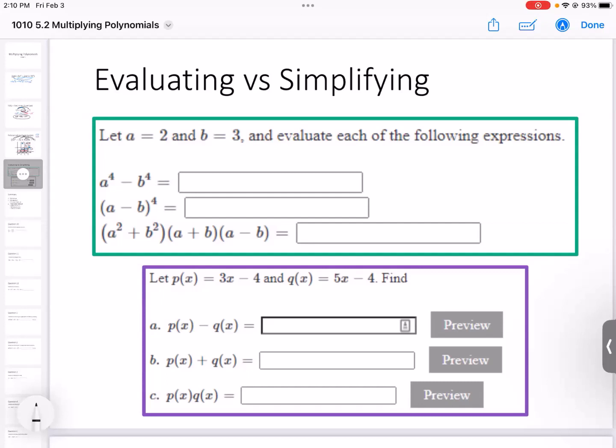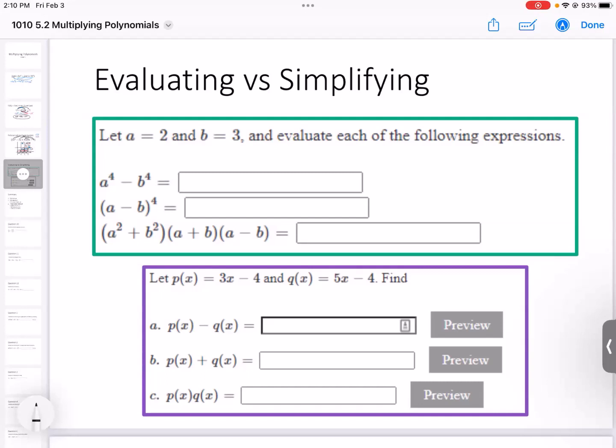Versus on another problem, you're given 2 polynomials. So they say the polynomial P with an input of x is 3x minus 4, and Q of x is 5x minus 4. And then they ask you to subtract the polynomials, add the polynomials, and multiply the polynomials. And in those situations, you're just simplifying it, but your answers are going to have x's in them. So these 2 parts will be kind of a review of what we did yesterday. And then this one will be where you apply what we learned today, and you'll multiply this polynomial by this one.